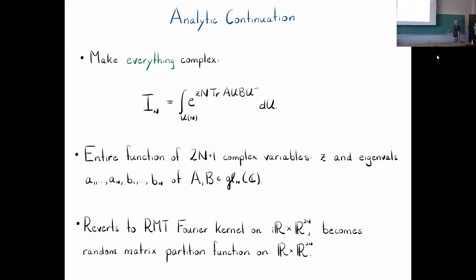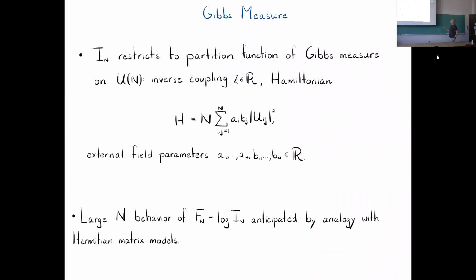Okay. And so you can think about this as the partition function of a random matrix model, right? It's a Gibbs measure on unitary matrices, and your z is playing the role of inverse coupling or inverse temperature parameter, and this Hamiltonian is this nice linear form that I showed you before. So the eigenvalues of your A and B are the external field parameters, which we're restricting to be real numbers here. And you would have some idea from this point of view of what the large n behavior of F_n, which is the free energy of this unitary matrix model, might be, purely by analogy with Hermitian matrix models.